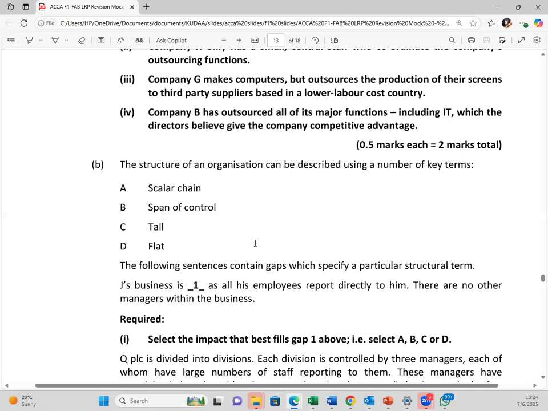The structure of an organization can be described using a number of key terms. So we have what we call the chain of command, the span of control. Then we can have a flat and a tall organization.